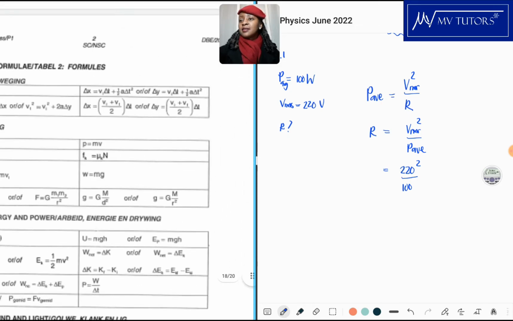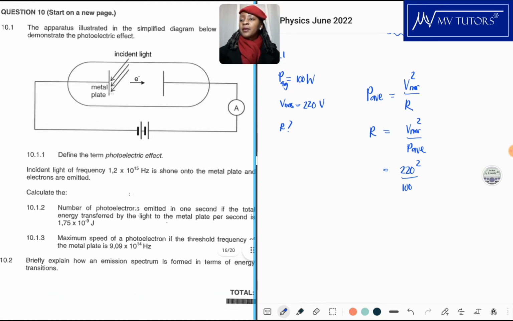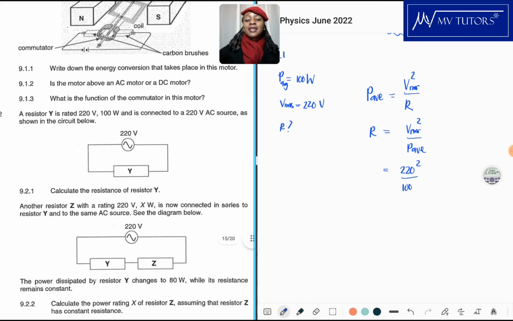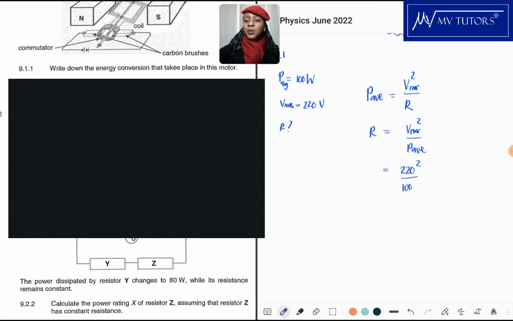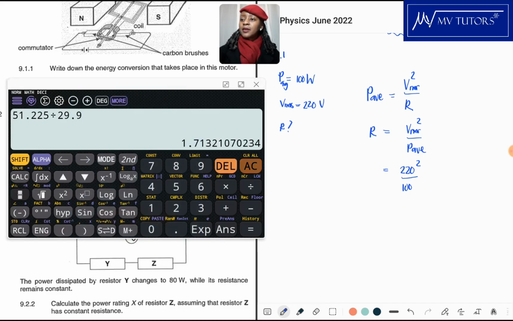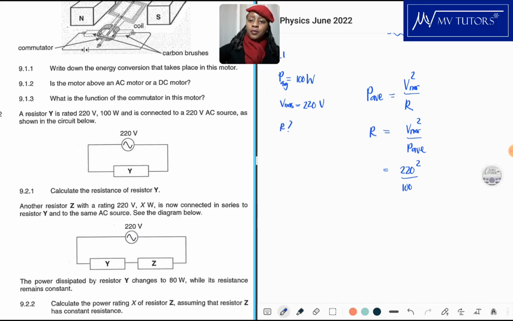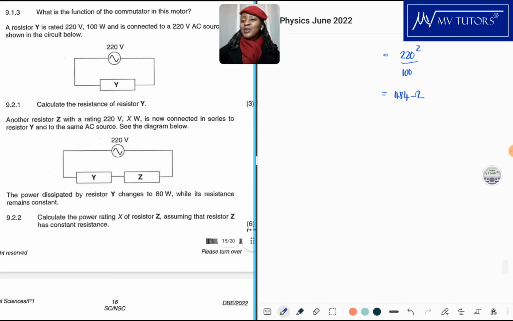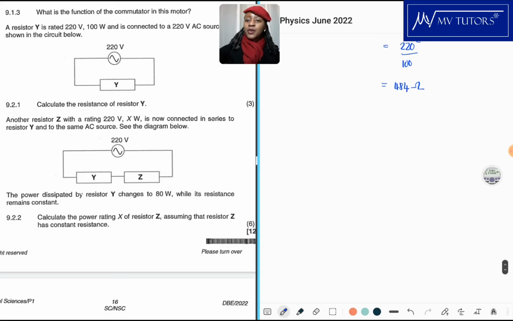Let's go back to the question and make sure we have the correct values. Yes, it's 100 watts. So we're going to calculate quickly: 220 squared divided by 100, and that's basically 484. And what is the unit? We're dealing with resistance, so it's ohm. 484 ohm. And now we get to 9.2.2, and we're almost done, guys. Thank you for sticking through.